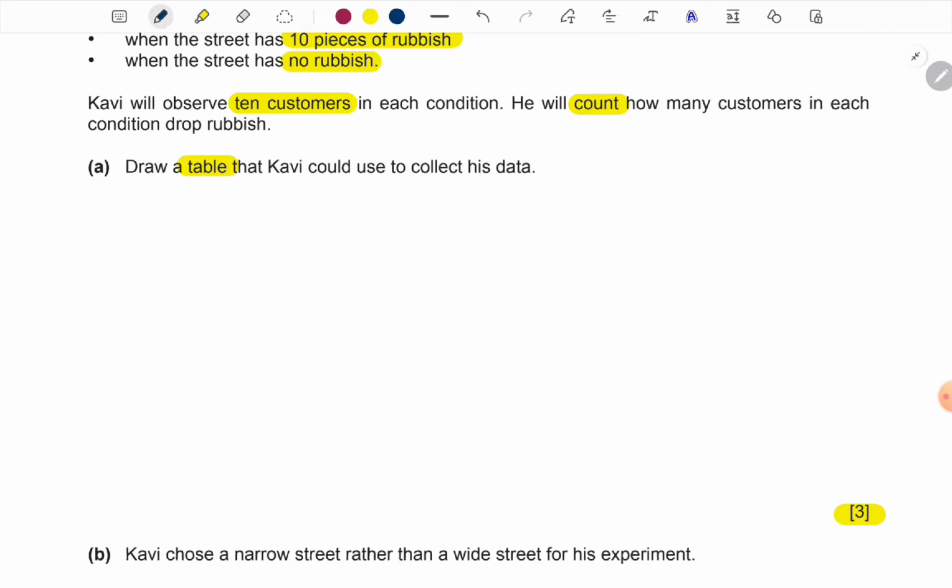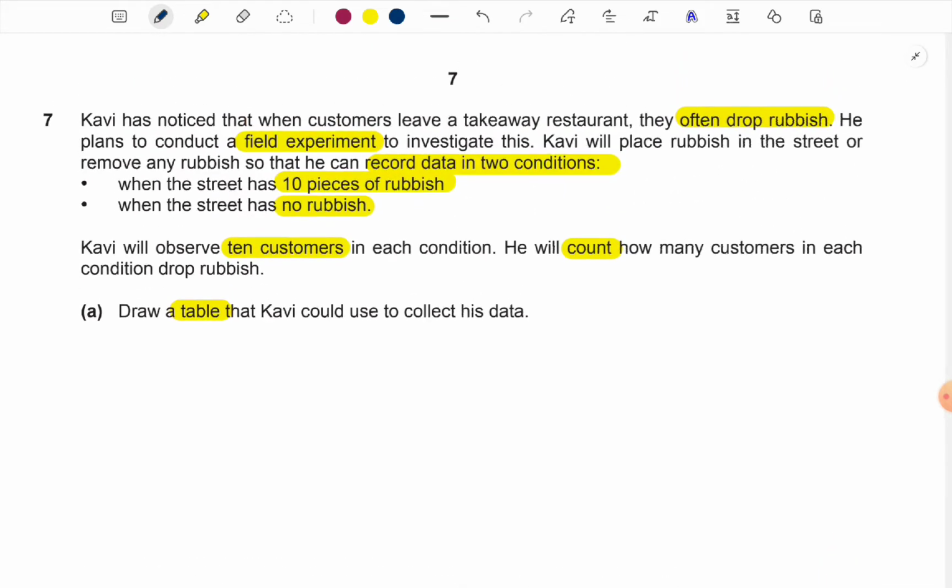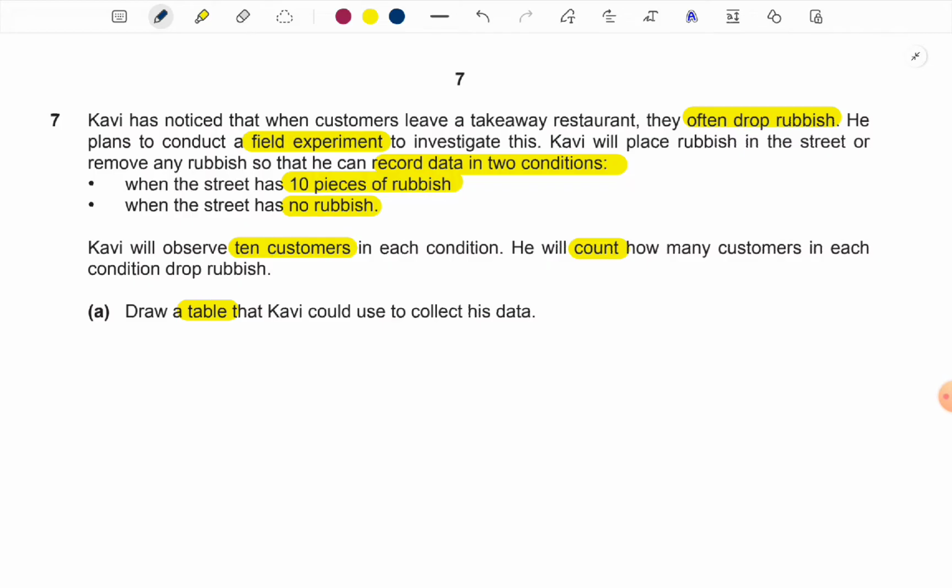Now a table, as you know, is an array. It's an arrangement of rows and columns. So when they tell you draw a table, what do they mean by that? Just draw rows and columns with proper column and row headings in which Kavi could enter his data. Of course, there is no data given in the question, so there's no way we are going to be able to fill up the cells or write numbers in the table, because they're just not there. But what we can do is make the framework of a table, and that is what they want us to do.